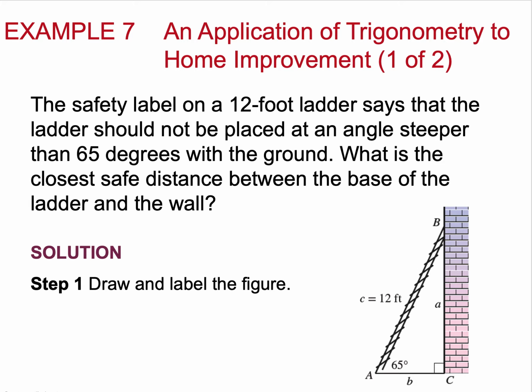Now, these are often used in word problems. So the safety label on a 12-foot ladder says the ladder should not be placed at an angle steeper than 65 degrees with the ground. What is the closest safe distance between the base of the ladder and the wall? It's really important to draw this out. Also, anything that is above the ground is considered a 90-degree angle.